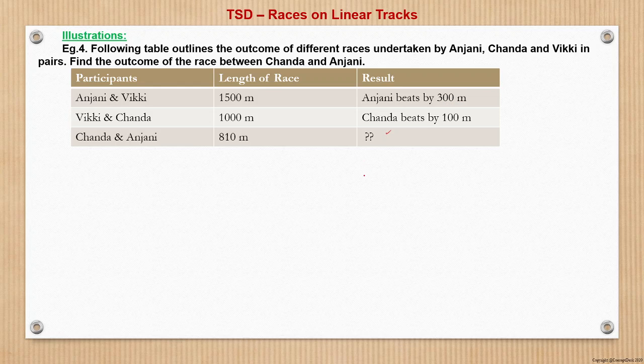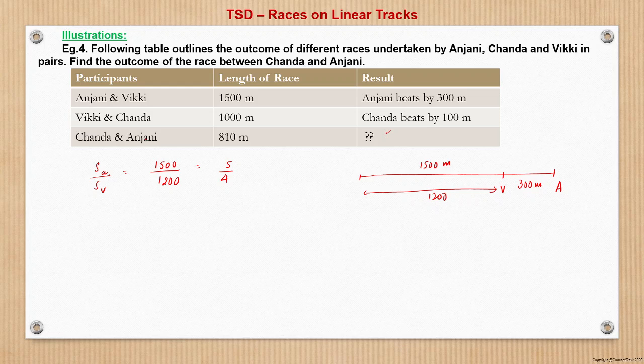So what does this mean? Race 1 is a 1500-meter race. So when Anjani reaches the dead point, at that time Vicky was 300 meters behind. So from here, we can say that the speed of Anjani to the speed of Vicky is 1500 upon 1200, right? This distance then becomes 1200. So this is like 5 is to 4, the ratio of Anjani to Vicky.